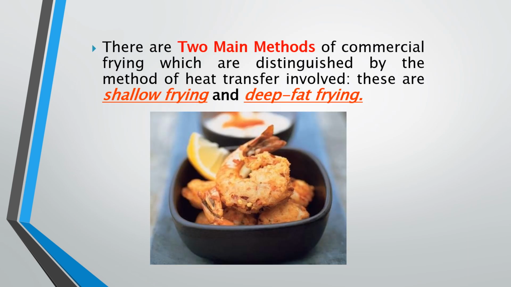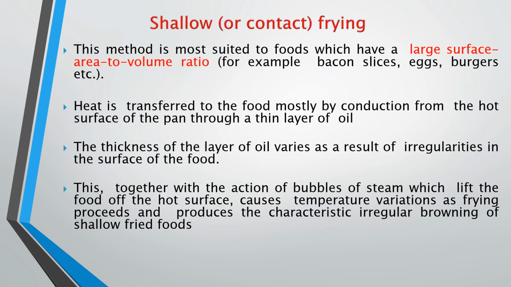Types of frying. There were two main methods of commercial frying which are distinguished by the method of heat transfer involved. These were shallow frying and deep fat frying. Shallow or contact frying. This method is most suited to foods which have large surface area to volume ratio. For example, bacon slices, egg, burger, etc.